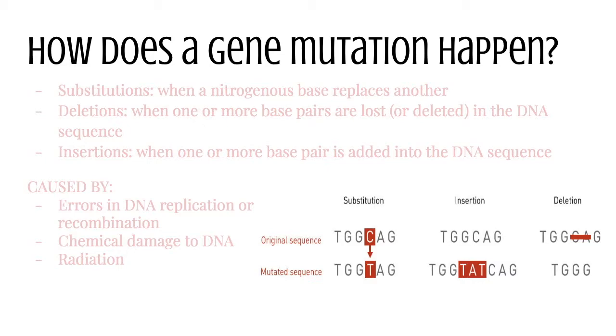So, for example, if the order was supposed to be T, G, G, C, A, G, if the C and A were lost while the DNA was recombining or being replicated, that would be a deletion.